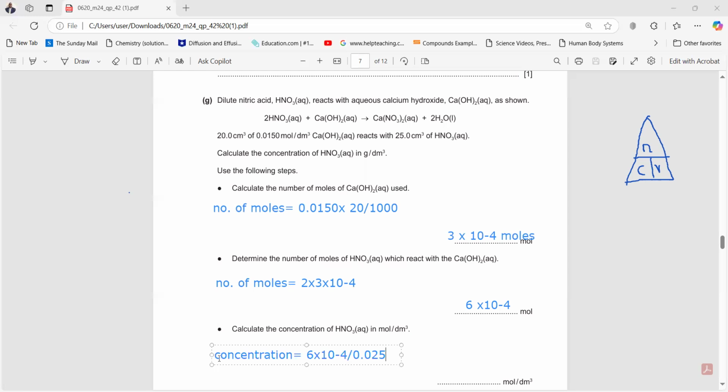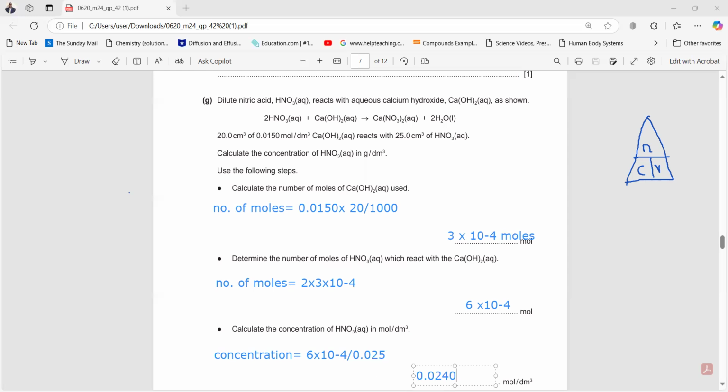So if you divide, you're going to get your answer here. Let me just check on my calculator again. That one is 6 times 10 to the power minus 4 divided by 0.025, and the answer that you're going to get here would be 0.0240. That would be your concentration. So this is how we solve that one from the top right down to the bottom.